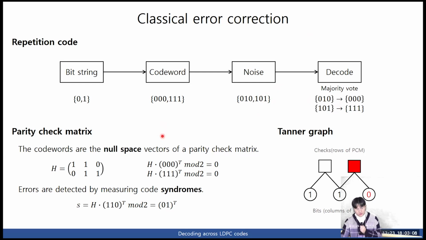Detection of the errors is done by the parity check matrix. The parity check matrix is a matrix that gives a 0 when we multiply it with the code words like this. This means that all the code words are in its null space. When the parity check matrix is multiplied to some noisy codes, it gives a syndrome like 1 or 0, 1. The Tanner graph on the right gives a visualization of how it's done. The squares are the checks, which are the rows of the parity check matrix, and the circles are the bits of the parity check matrix.